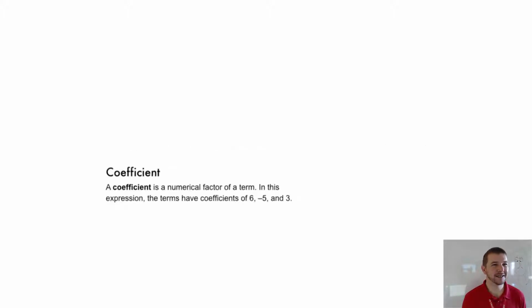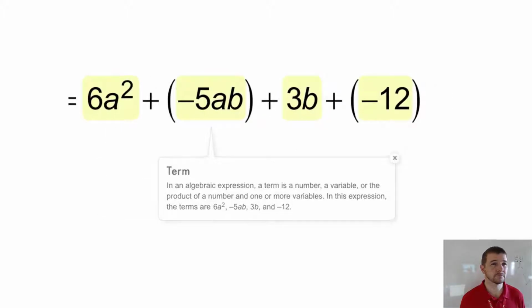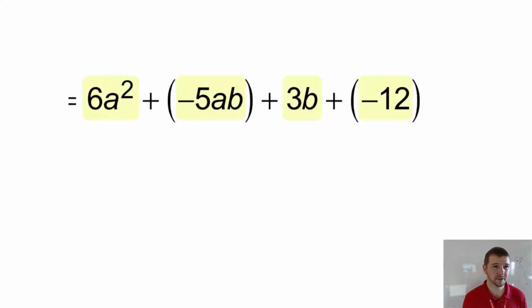A coefficient is a numerical factor of a term. In this expression, the terms have coefficients of 6, negative 5, and 3. Notice they're the numbers being multiplied by variables that may or may not be raised to a power greater than 1. Terms. This expression has four terms.